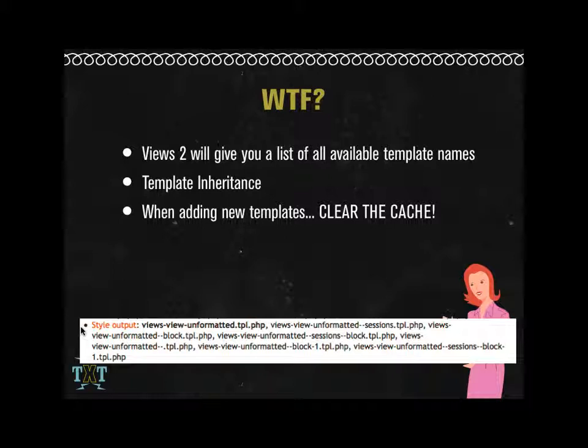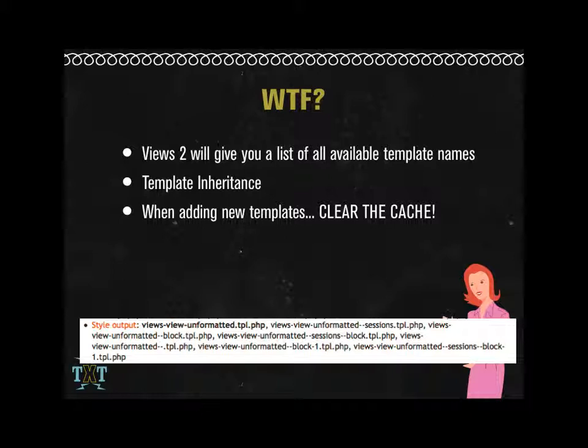Okay, you get a little more specific, and you see at the bottom here, we have the option to override the template, the unformatted template for the sessions view, the block display, and the actual block display number. So if we had five different blocks, this would be overriding the block one display. The important thing to note too, the double dashes there define where a variable is going in. So you'll see that some parts there's a single dash and some there's double dashes. The double dashes are what separates the variables that are being used.